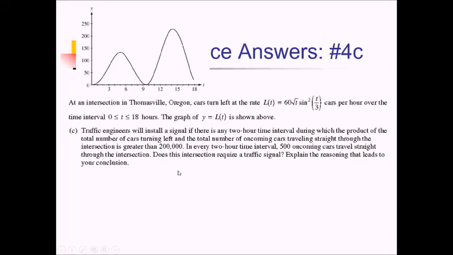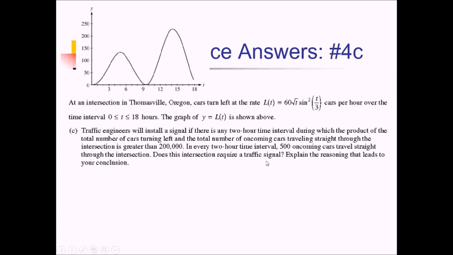For the last part of this problem, traffic engineers will install a signal if there's any 2-hour time interval during which the product of the total number of cars turning left, which we can find with an integral, and the total number of oncoming cars traveling straight through the intersection is greater than 200,000. Now, how do we figure out how many cars are coming straight? Well, they're telling us in every 2-hour interval, 500 oncoming cars travel straight through the intersection. So the only thing that's really changing is depending on which 2-hour interval you pick, there may be a different number of cars turning left, but the number coming through straight is always going to be 500. So we want to know if this intersection requires a traffic signal.